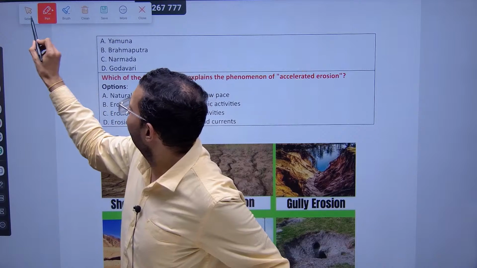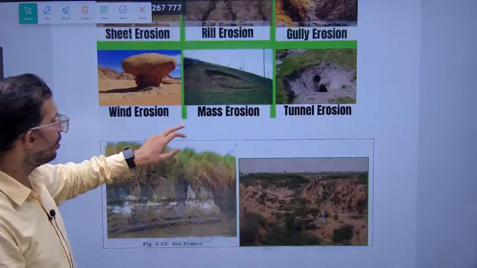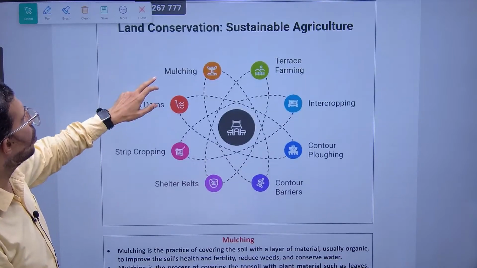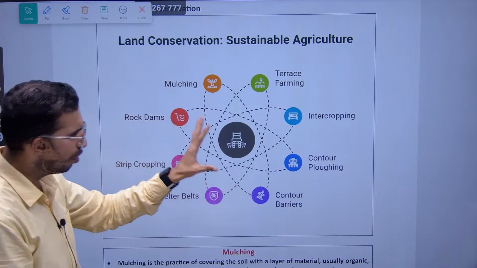Then we have seen the aspect of soil erosion. Then, what are the techniques to prevent soil erosion? See the diagram and just read the topics.